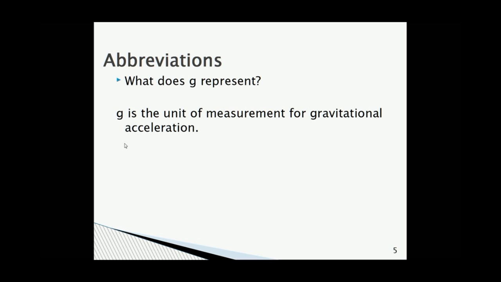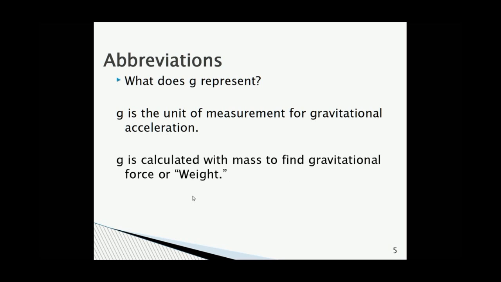Gravitational force, which is a vector quantity, is expressed not only in magnitude, but also in direction. So gravitational force will not only tell you the magnitude of the change in speed of an object, but also the direction in which an object is traveling. Gravitational force is calculated by multiplying mass times gravitational acceleration, mass being the mass of the object, of course. Reiterated, G is calculated with mass to find gravitational force or weight, which is the force of the Earth on an object. Now, before we do an example, we are going to review some basic physics.